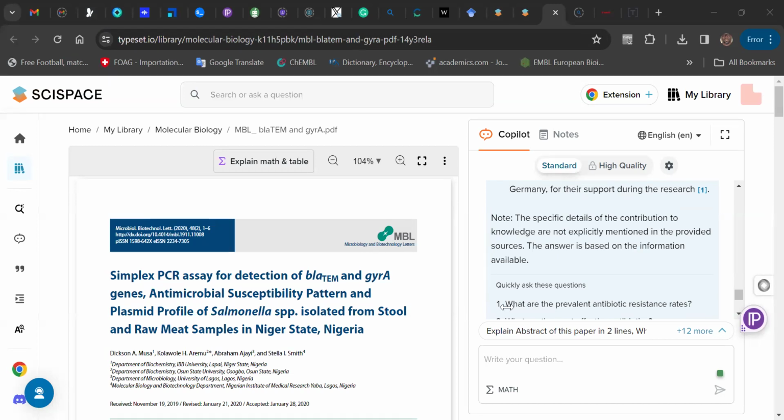What is the methodology used in this study? What is the methodology used in the study?